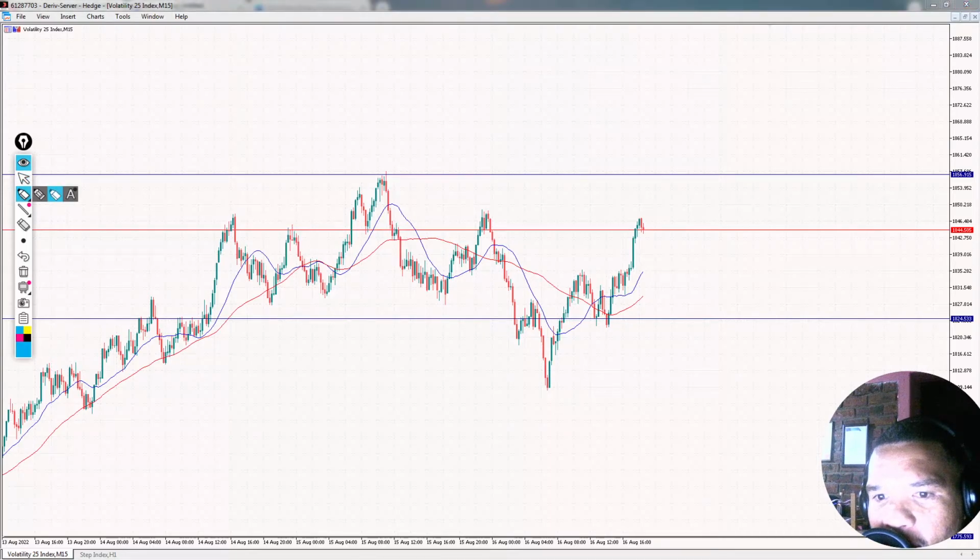So let me just show you guys an example. Here we can see we have a W, we can see price continue. Here we also can see we have a W. Here we can see we have a W as well. So that is what we most likely will look out for.